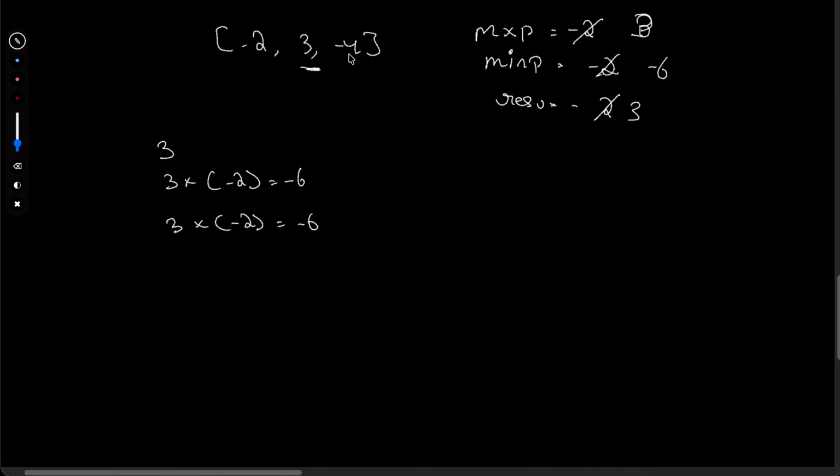Okay, next at negative 4 we check negative 4 times 3, which is equal to negative 12. So negative 4 times negative 6 is 24. So max product becomes 24 and min product becomes negative 12, so the answer becomes 24.